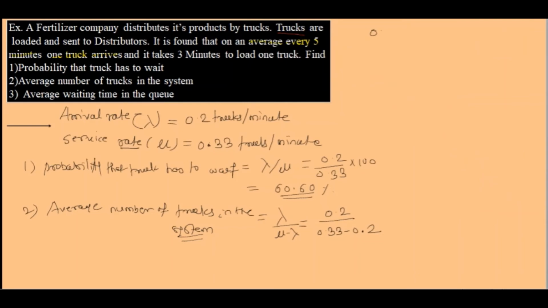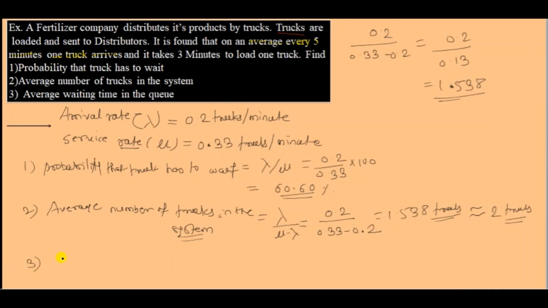The second question is the average number of trucks in the system. The average number of trucks in the system is lambda by mu minus lambda. This is the simple formula, again using only two terms, lambda and mu. So 0.2 divided by 0.33 minus 0.2. This can be calculated easily.